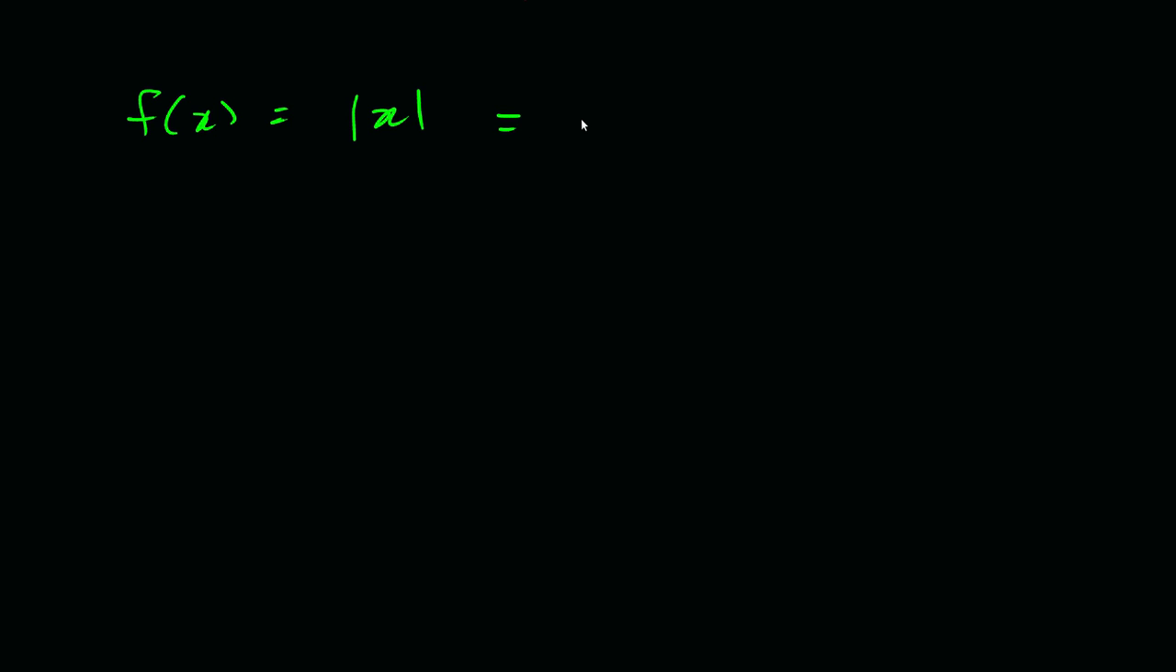So if you represent this mathematically, how you can do it is, mod x takes two values. It takes one value when x is greater than 0, and it takes another value when x is less than 0. That is, it takes the value x when it is greater than 0, and it is treated as minus x when it is less than 0. How?